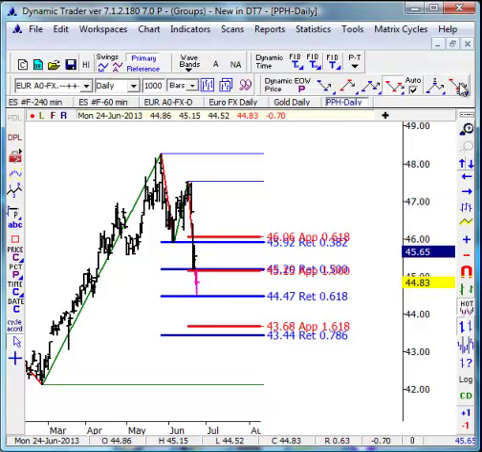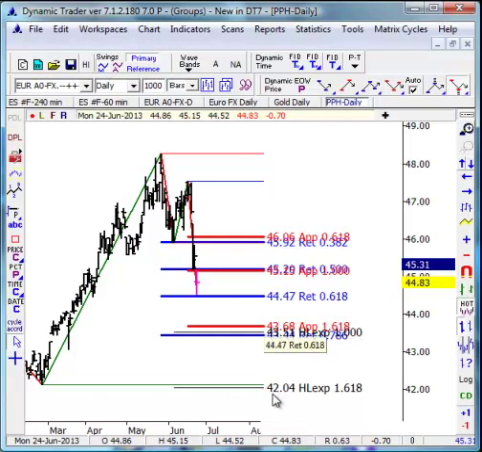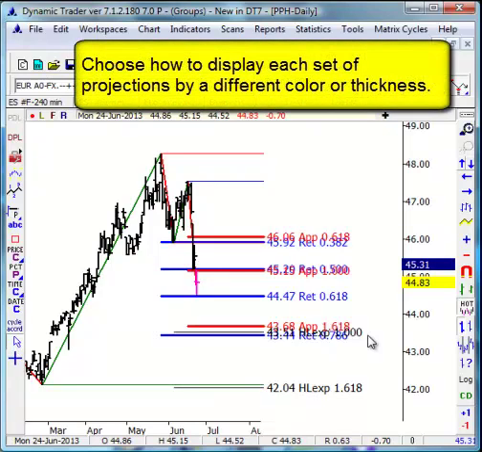Now with the swing expansions, we have to do two clicks to get those in. And there we have, boy, these have come so close together in here, the 100%, that it's overlapping with the two other price projections. But down here we can see again the price, high-low expansion times 1.618. And we have the choice to make any of these ratios, any groups of ratios, any color, and whether we want the lines thick or not. And we can choose that.